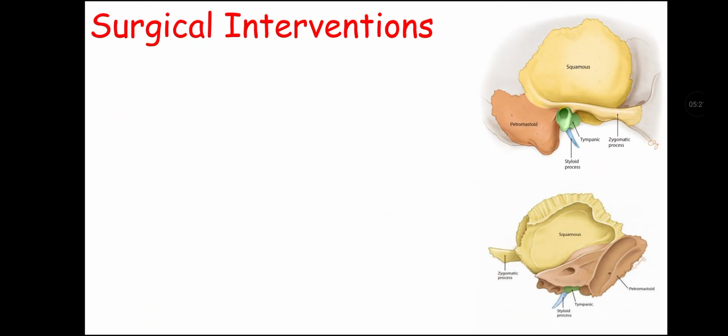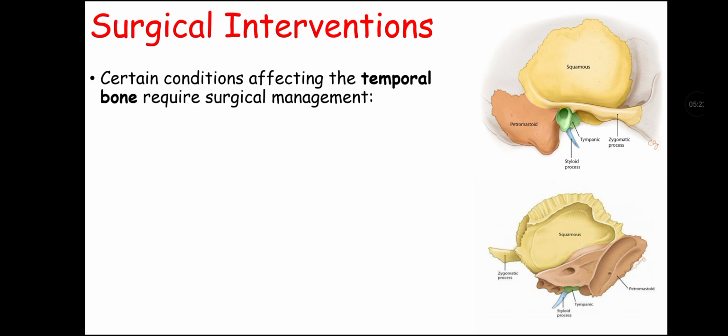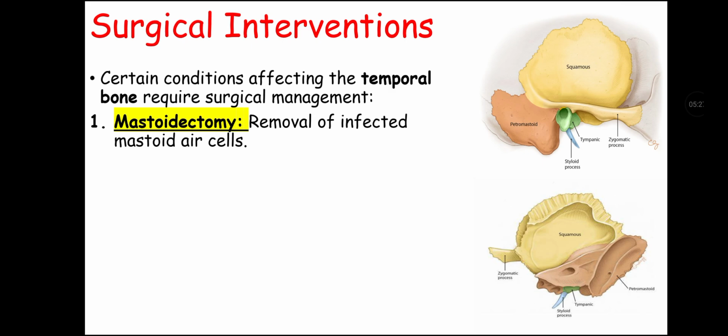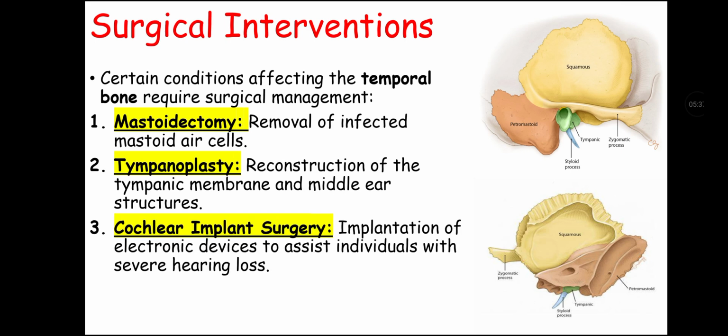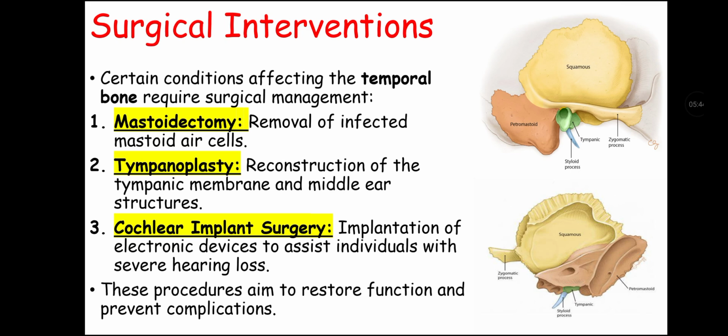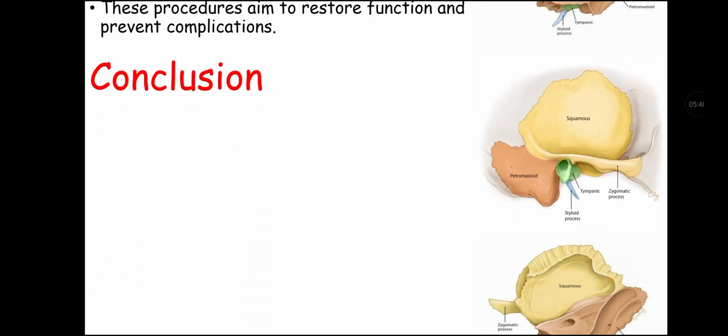Now let's talk about surgical interventions for the temporal bone. Certain conditions affecting the temporal bone require surgical management that may include mastoidectomy, that is removal of infected mastoid cells, tympanoplasty, that is reconstruction of tympanic membrane and middle ear structure, cochlear implant surgeries, that is implantation of electronic device to assist individuals with severe hearing loss, and these procedures aim to restore function and prevent complication.